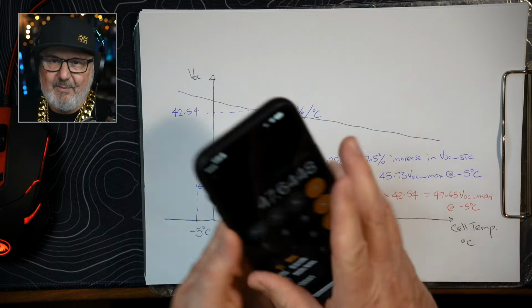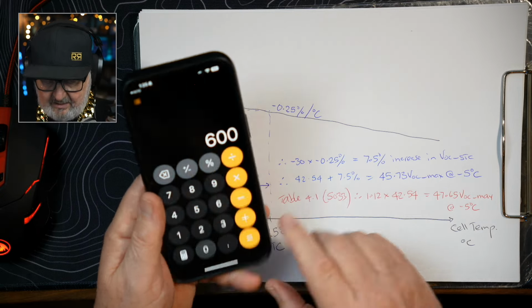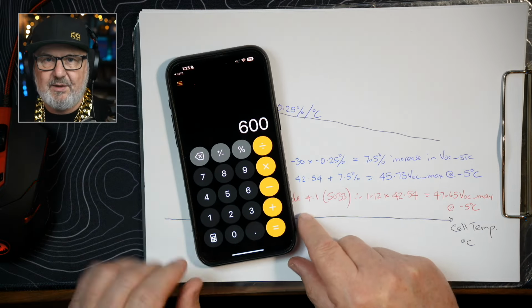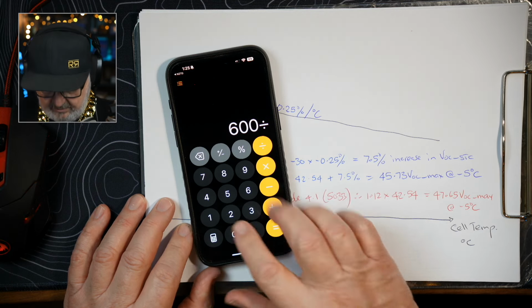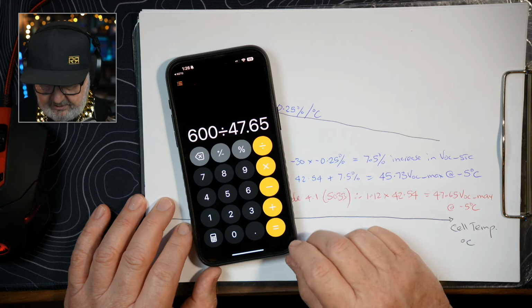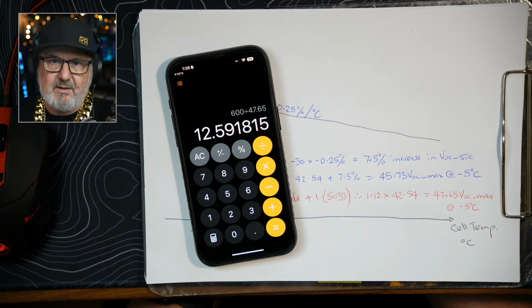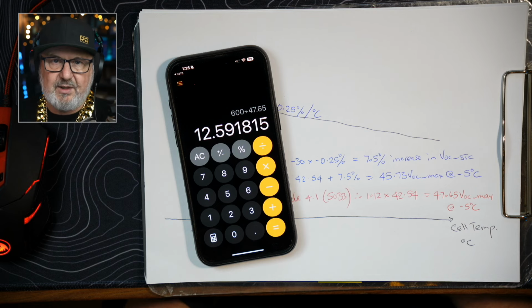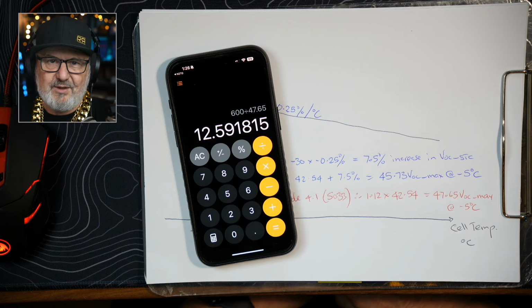Now, back in the old days, we were limited to 600 volts. When we were limited to 600 volts, if we divided 600 volts by 47.65, that would tell us, rounding down, we could only put 12 modules in a string without going over 600 volts. And by the way, 600 volts still is an issue because most single-phase inverters do top out at 600 volts.